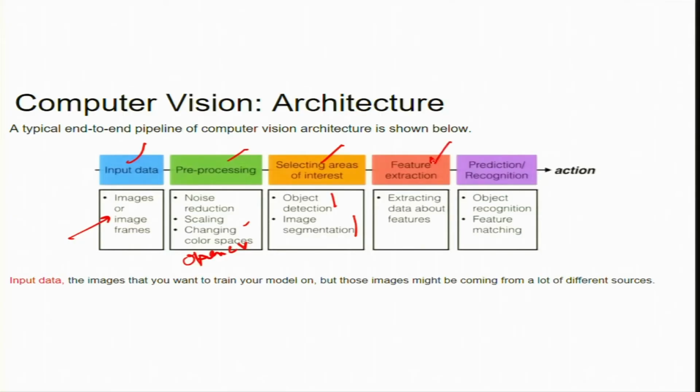Then the next part is how to identify the features of the objects of interest, that is, extracting the data about the features, and then based on this learning the inferencing will be performed, that is, the prediction or the recognition, called object recognition and feature matching. And finally, based on this some action has to be taken if it is an IoT device. The action could be that it will send some information to an actuator.